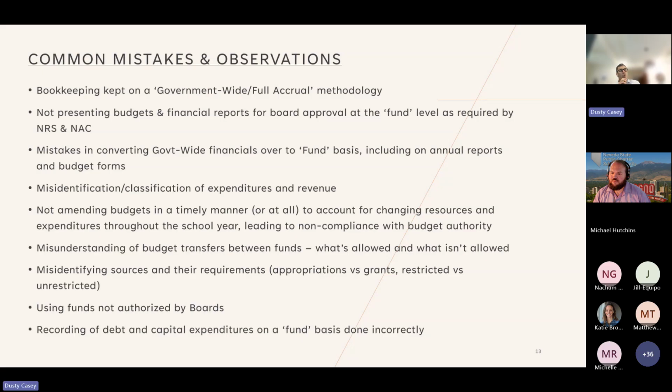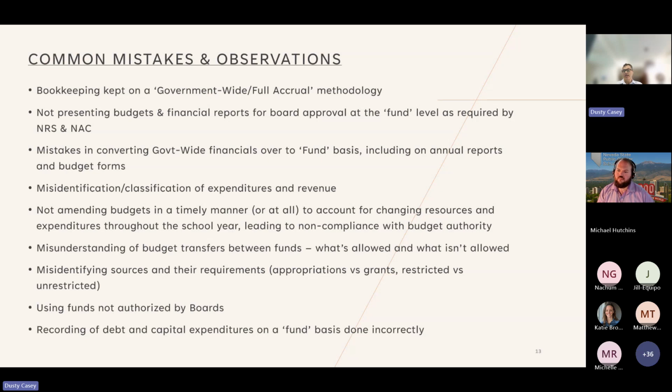Okay, so common mistakes and observations. This isn't related to any one report. It's not just budgets. It is rooted also in 387, 388A observations, quarterly financials, et cetera. So things that the obvious one, bookkeeping, right? Like I said, the majority of schools, and kind of understandably so.